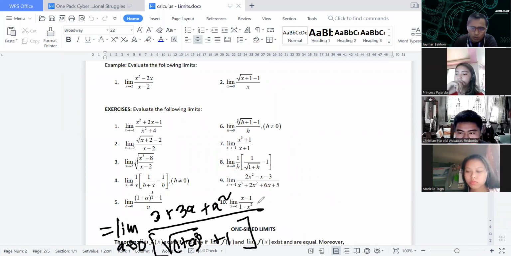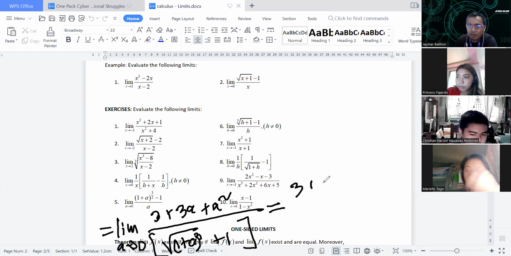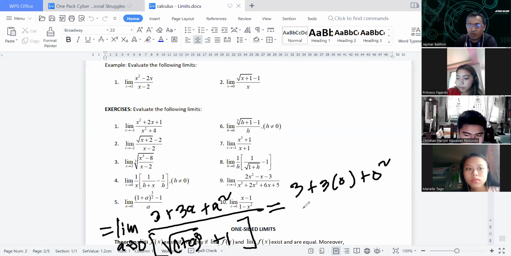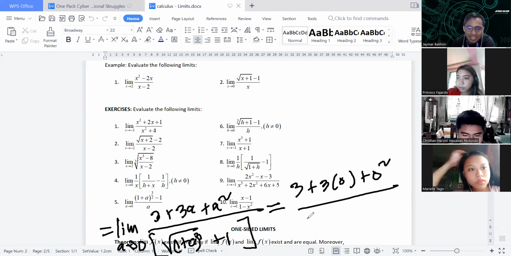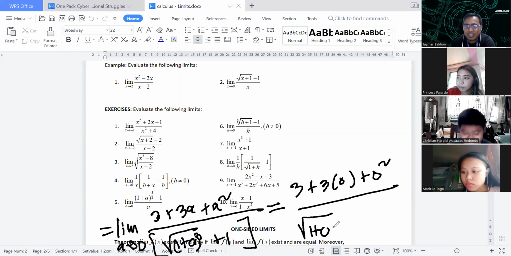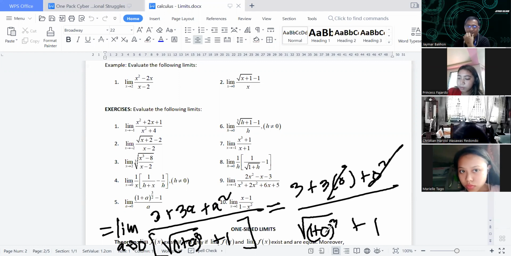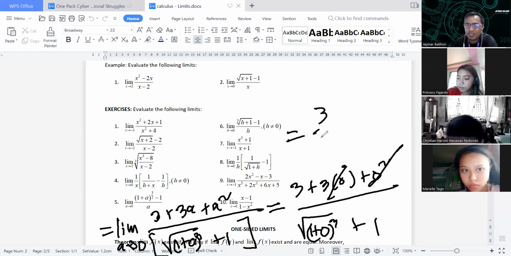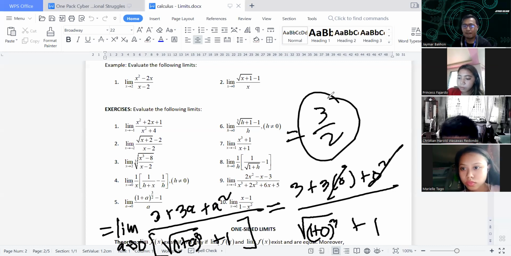So, what you will be doing here is you will substitute 0 for your a. It will be 3 plus 3 times 0 plus 0 squared, all over the square root of 1 plus 0 cube, plus 1. The numerator is just 3. 0 cube is 0, 1 cube is 1, and the square root of 1 is just 1. So the denominator is just 2. So your answer will be 3 halves. Got it? That's the answer for number 5. Question?